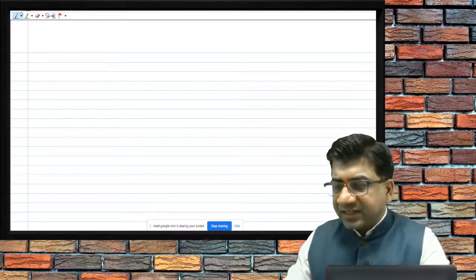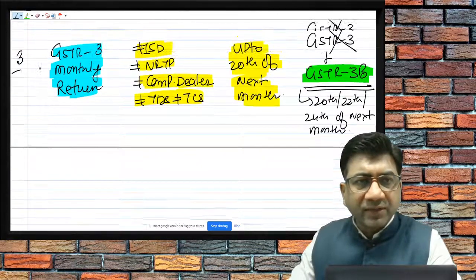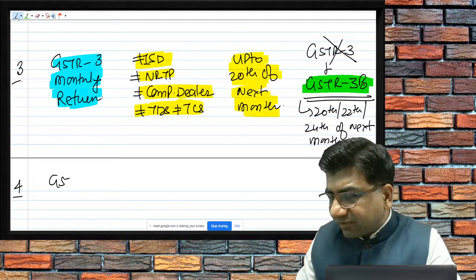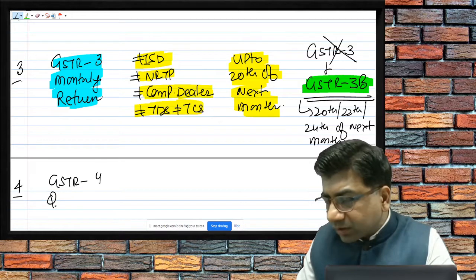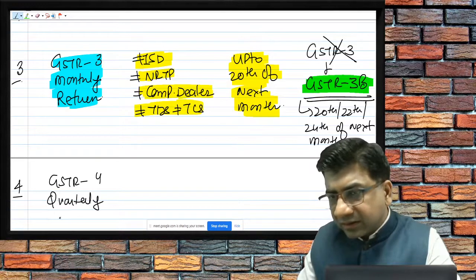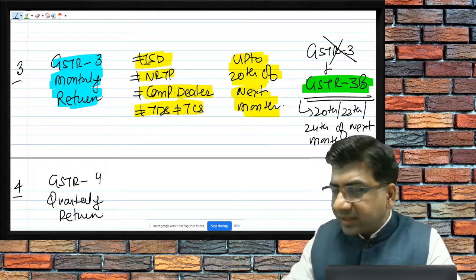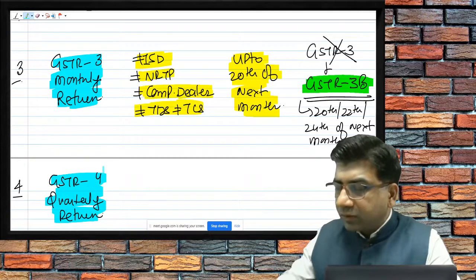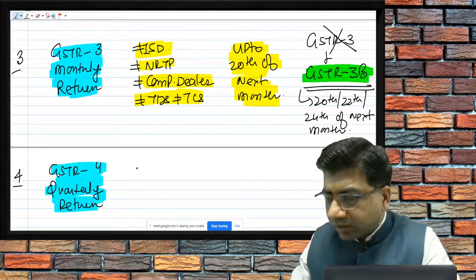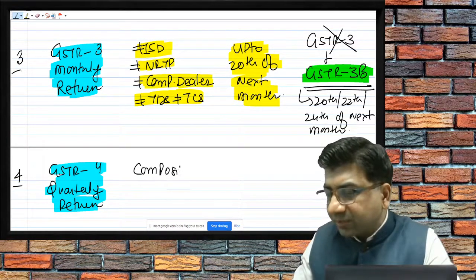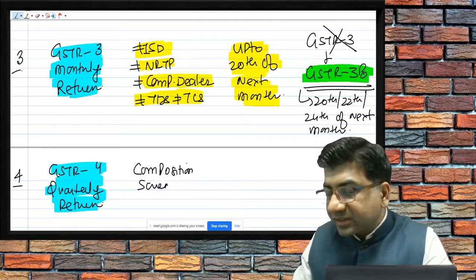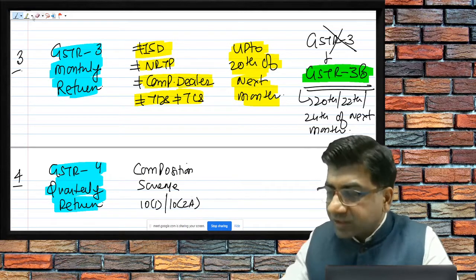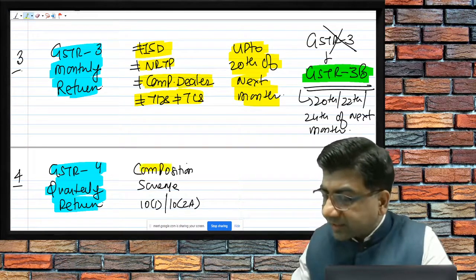Yes, my dear friends, let's come to GSTR 4. This was the fourth return. Time limit we are writing. GSTR 4 is a quarterly return, and this quarterly return is for the composition scheme, whether the scheme is 10-1 or 10-2A. Now, what is the theoretical time limit?